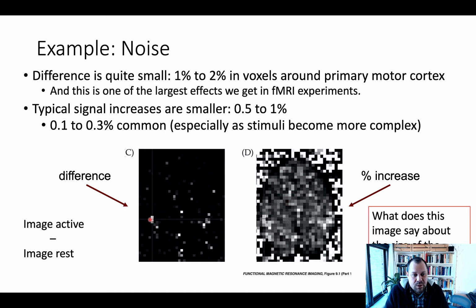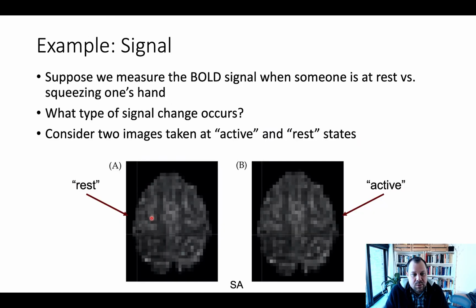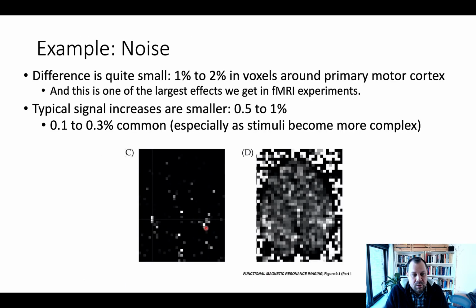So this is showing the difference between these two images here. And you can see that, in fact, if you subtract one image from the other, so if you subtract the rest image from the active image, you can see that the hand region actually does respond. Right? This is about in motor cortex, and it seems to have bilateral effects.